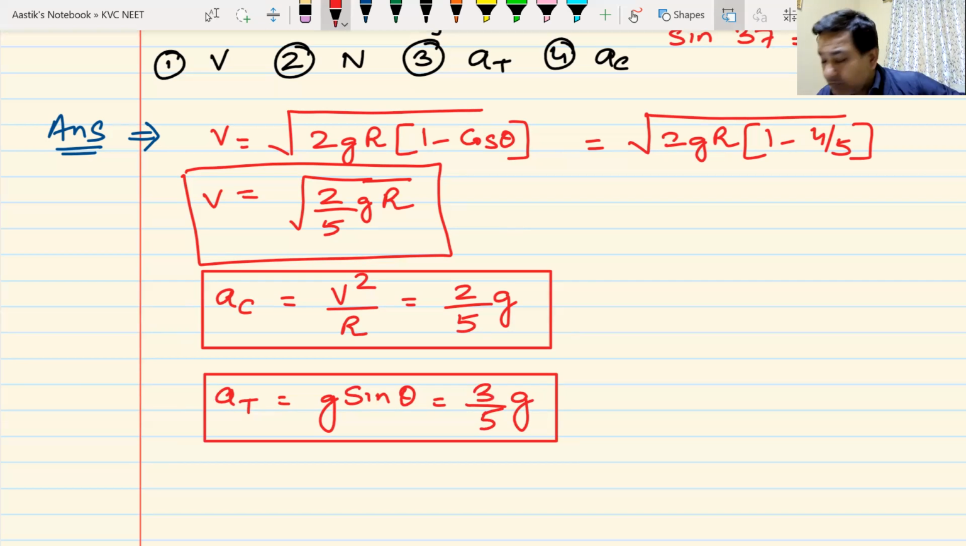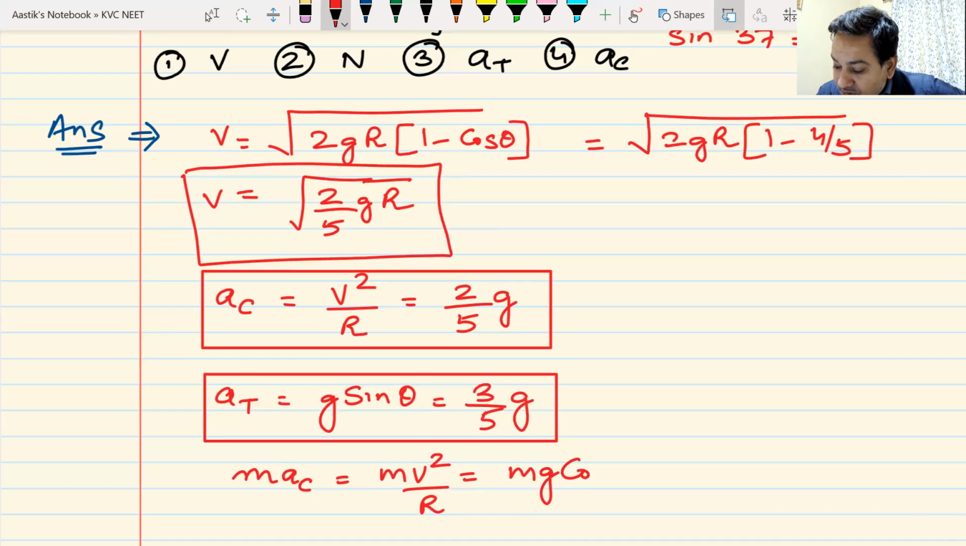Now, to find out the value of N, remember equation number 2: m into ac, or m into v squared by r, which is equal to m into v squared by r. That will be equal to mg cos theta minus N. From here, you can calculate the value of N, which I will be doing right now for you.